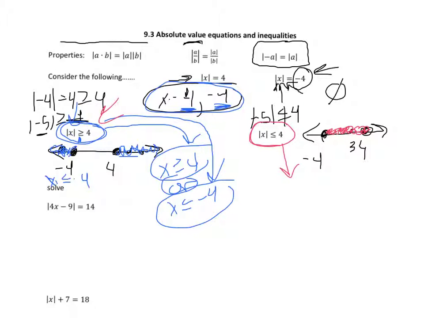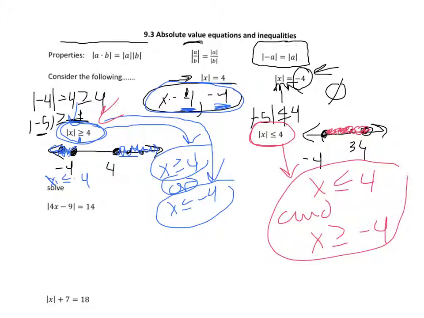There's a positive case, that is where we have x is less than or equal to 4, and there's the negative case. Well, the negative case is going to be x is, flip the sign, greater than or equal to negative 4. So positive case, just write it like it would be. Negative case, flip the sign. And this is true for both this type of absolute value inequality and this type of absolute value inequality.